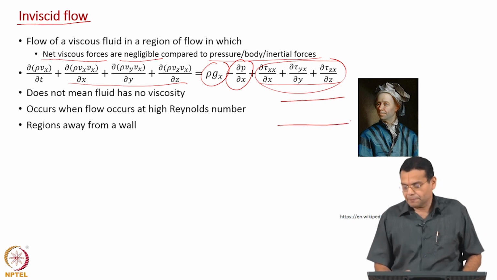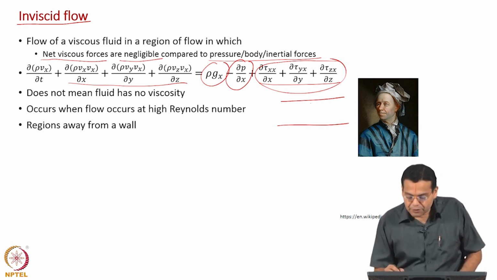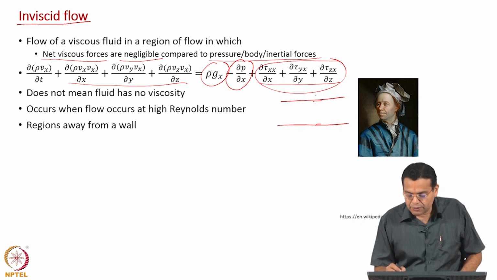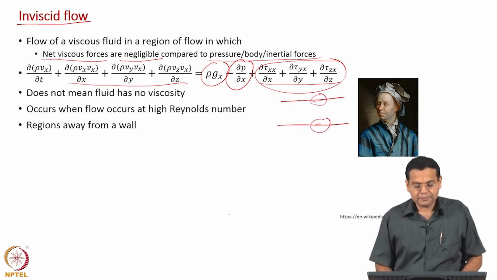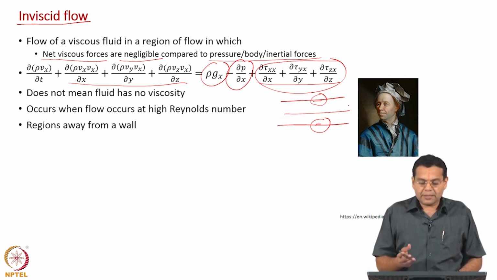Let us give an example. Let us say we have a flow between parallel plates, or it could be flow in a pipe at high Reynolds number. Okay. When you are near the wall, the viscous forces have a significant contribution. You cannot neglect the viscous forces compared to the pressure, body and inertial forces. So, you do not have inviscid flow in the region near the wall, but in the middle of the pipe or far away from the wall you can neglect the viscous forces compared to the pressure, body, inertial forces.